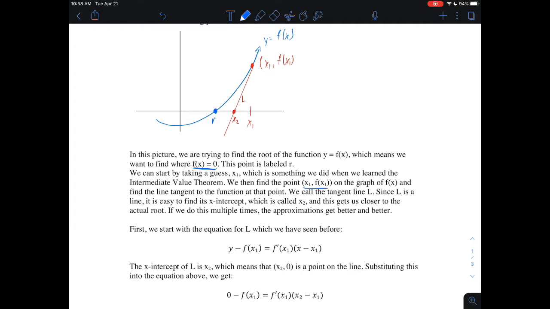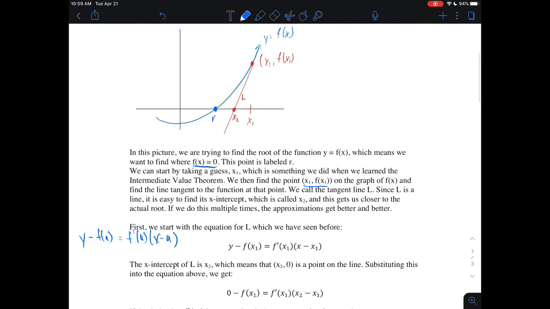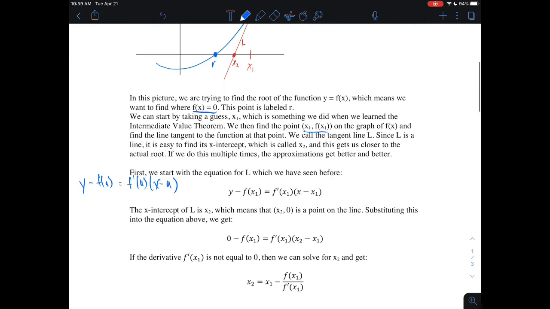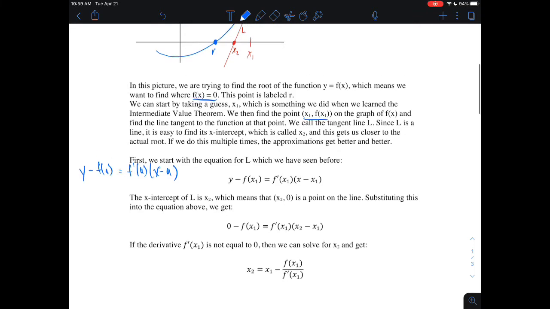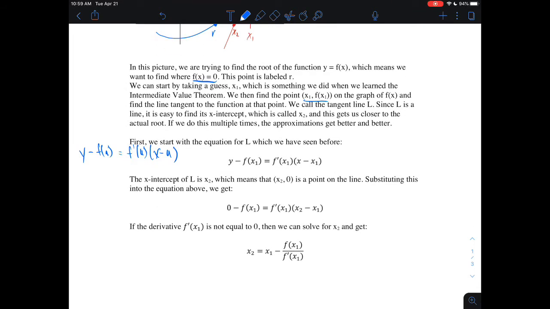Back in the linearization section, you would have seen y minus f of a equal f prime of a times x minus a. This is the exact same thing, it's just that a is now called x1. The x-intercept of the line L is x2, according to our graph up there, which means that the coordinate x2 comma 0 is a point on the line. Substituting this into the equation that we just left off with, we get 0 minus f of x1 equal f prime of x1 times x2 minus x1.